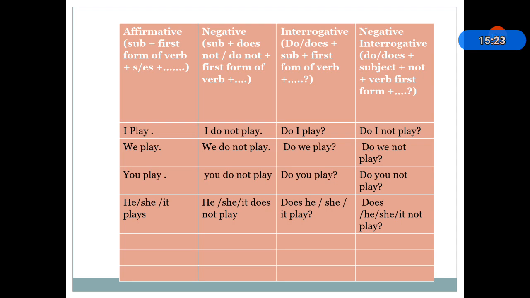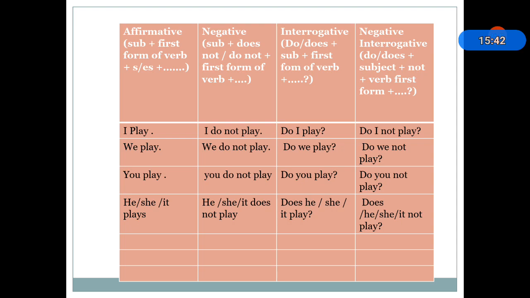While when we are talking of the third person, that is singular subject, then we add "es" to the first form of verb "do". So it becomes: does he play? Does she play? Does it play?